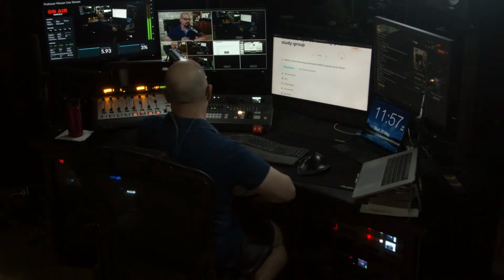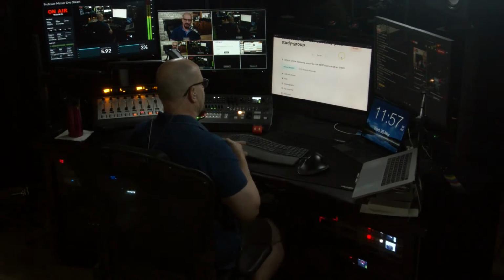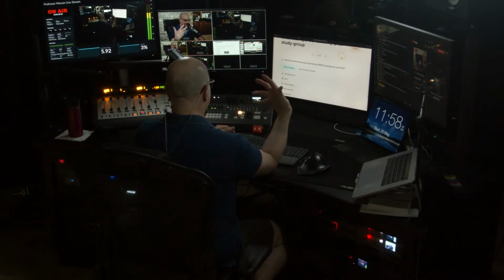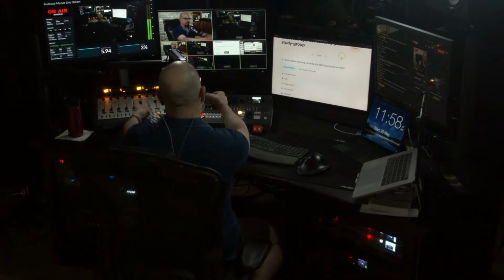Got 2 minutes to go. 2 minutes to go until we get started on Security Plus. Am I ready for Security Plus? I feel like I've missed something. Like there's something that has gone awry. First, I don't need this in the way.